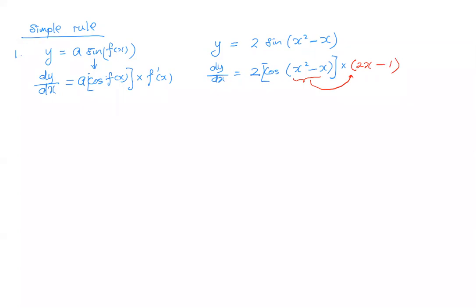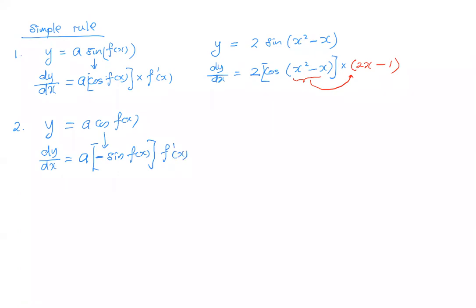Okay, the second one is the cos rule. Cos of an angle. So the dy/dx, the number you copy down. This one you turn to negative sin. Copy down the angle. Then times by the derivative of the angle.